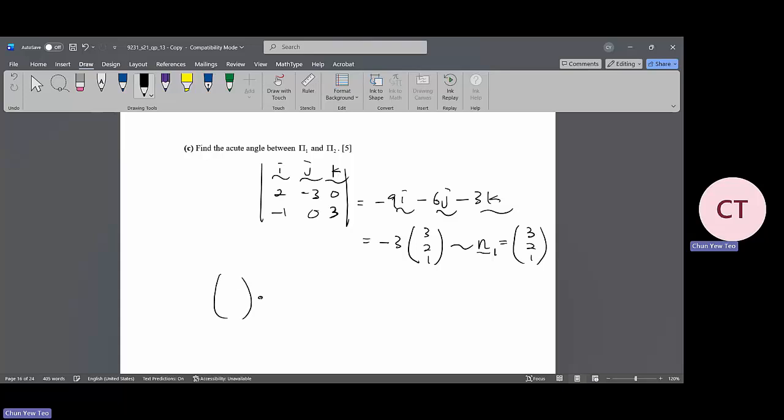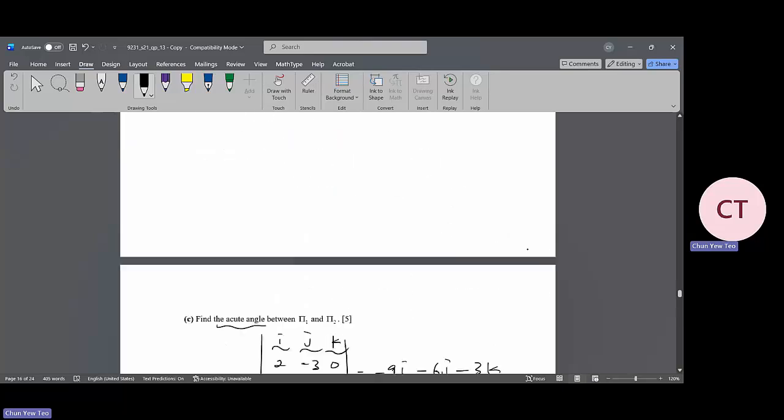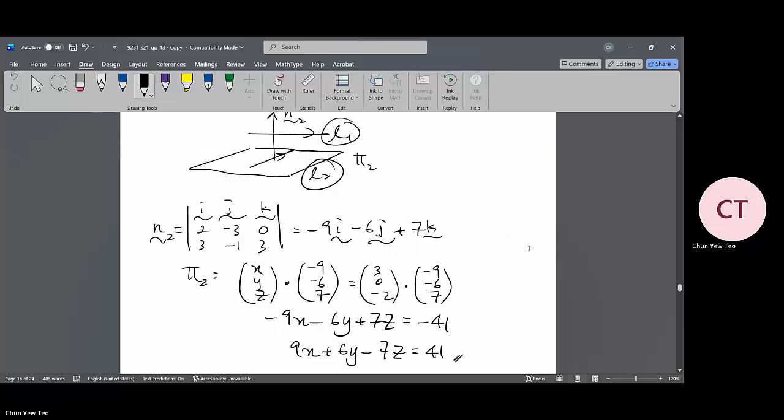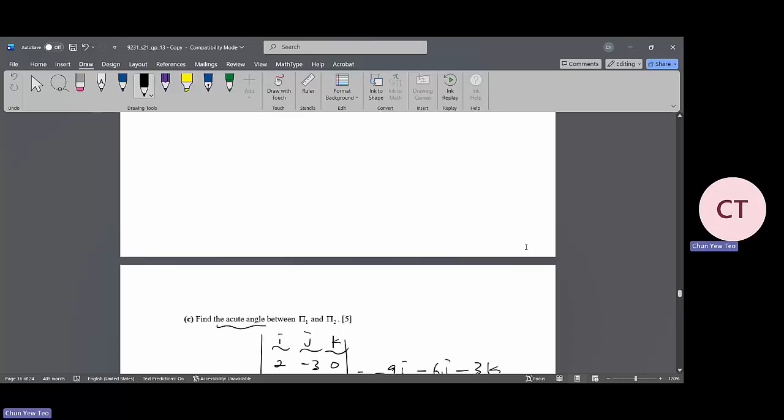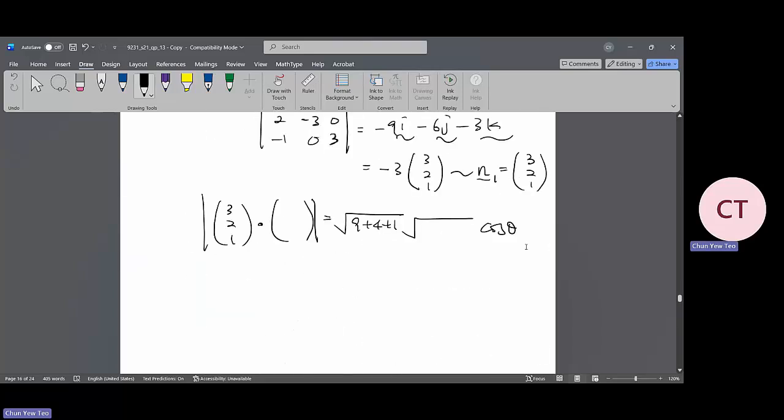So to find the angle between plane pi 1 and plane pi 2, we apply this dot product formula with modulus, because they are looking for the acute angle. So this one is 3, 2, 1. It will be 9 plus 4 plus 1. What is your n2? N2 just now is -9, -6, and 7.